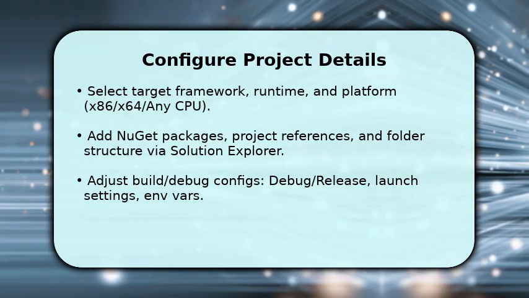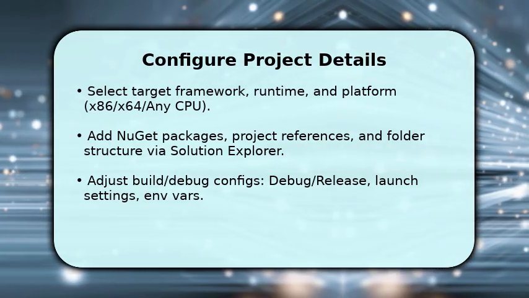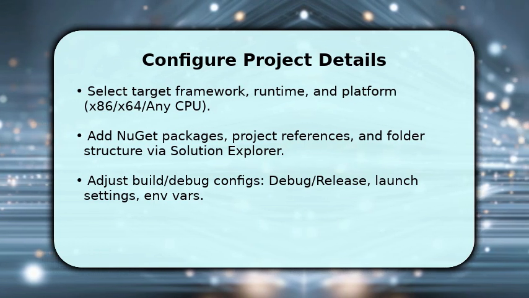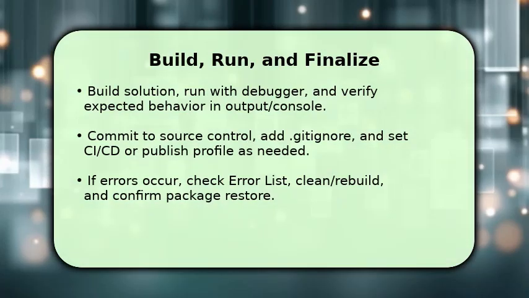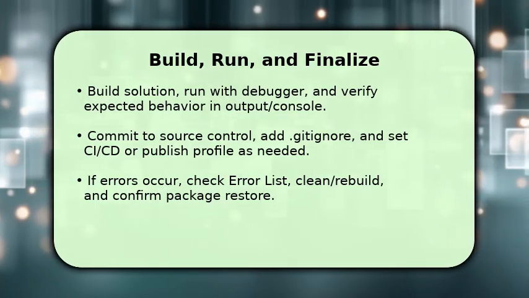Make sure to review and edit debug versus release configurations, update launch settings JSON for ports or environment variables, and pin versions in package manifests to ensure repeatable builds. You finish by building and running the app under the debugger to validate features and catch runtime errors early.